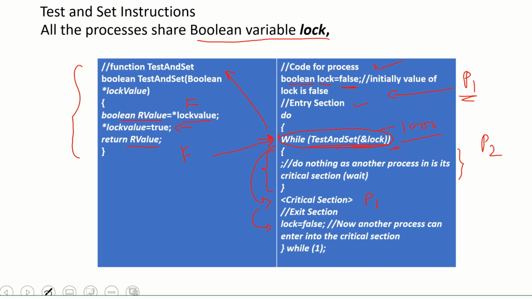What will happen? P1 has set the value of lock equal to true, which is a shared variable for P2 also. So for P2 this while loop will return a true value, and it will keep executing this loop till P1 comes out of the critical section.